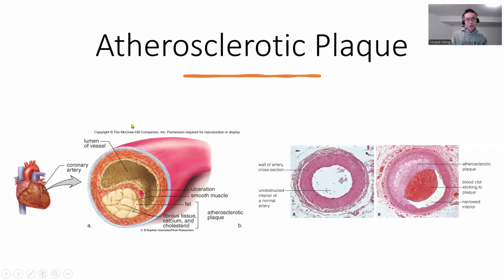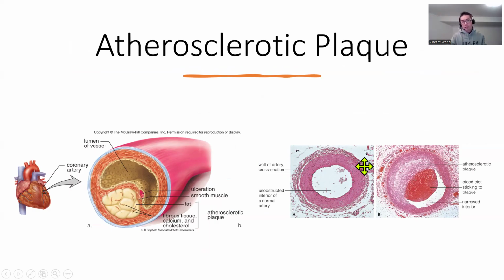Here is a diagram of it, and here is the actual thing. On the left, we have a normal cross section of an artery. You can see the thick walls, and the lumen, the inside, is unobstructed. Okay, blood's going to be able to pass through it.